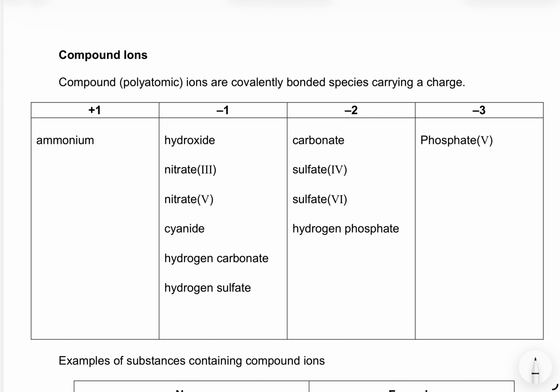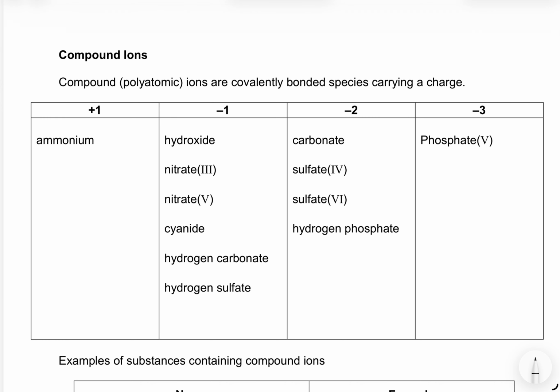We've got the ammonium ion, NH4+. That is formed when ammonia, NH3, reacts with acids to become the ammonium ion, NH4+. We've got the hydroxide ion, OH-. We've then got 2 types of nitrate. The one that you're more probably familiar with, nitrate 5, is an NO3- ion.